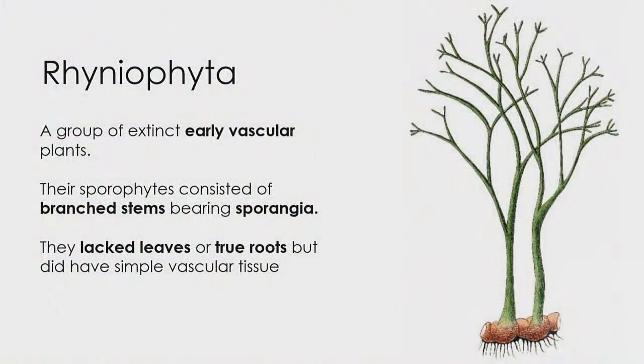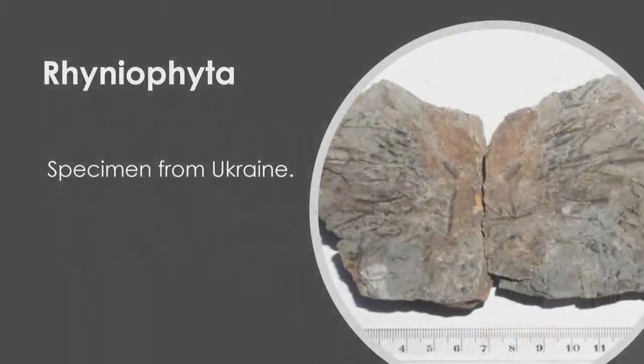Also, Rhyniophyta. This is a group of extinct early vascular plants, and I have an example up here. Their sporophytes consisted of branched stems bearing sporangia, lacked leaves and true roots, but did have simple vascular tissues. So this is a specimen from Ukraine.